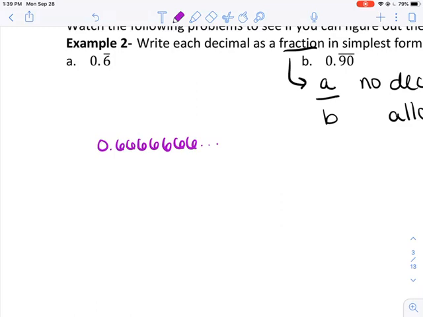To start off, I'm going to call this number x. That's going to make it easier to do some math with. And let's see what happens if I just multiply both sides by 10. So on the left side, I would end up with 10x, and it may seem like I'm writing this a little weird. You'll find out why in a minute.